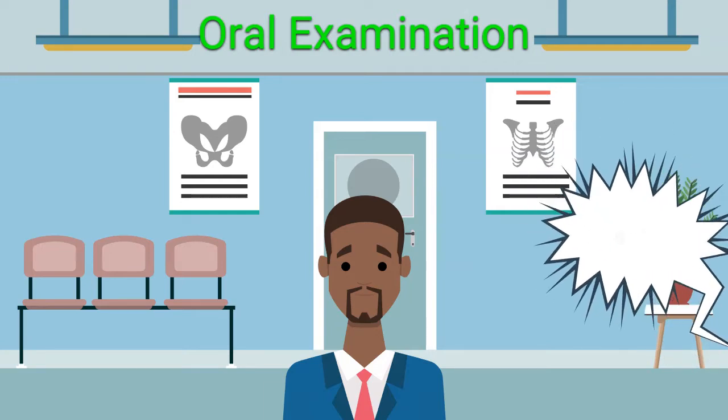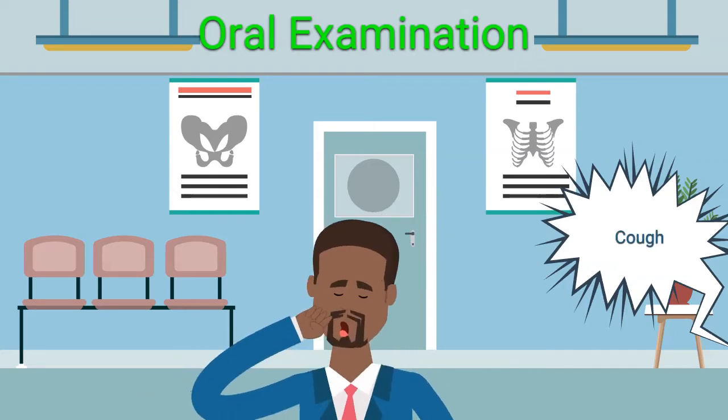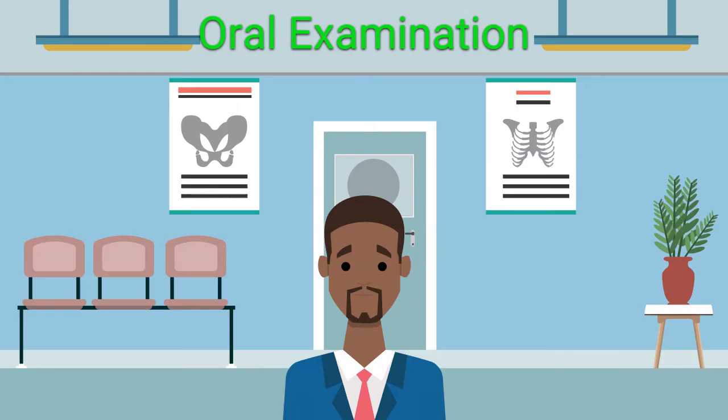During the oral examination stage, you will assess for facial asymmetry when asking the patient to smile, look for choking or coughing when asking the patient to swallow, as well as to assess for a good cough reflex when asking the patient to cough.